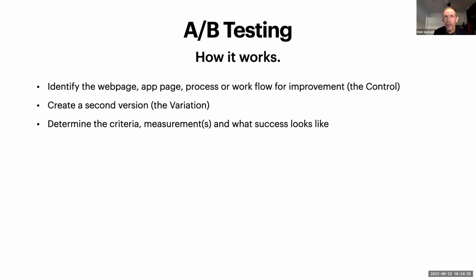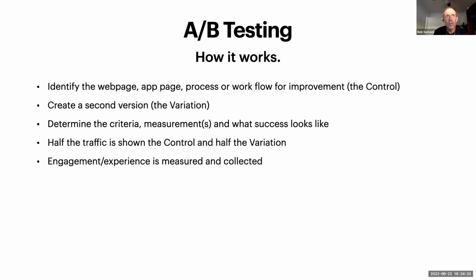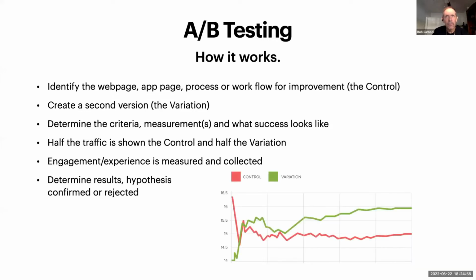So we determine the criteria, the measurements, and what success looks like, as I said. Half the traffic is shown the control, half the traffic is shown the variation. Engagement and experience is measured and collected. As visitors are served either the control or the variation, their engagement with each experience is measured and collected in the dashboard and analyzed through a statistical engine. Then we can determine whether changing the experience had a positive, negative, or neutral effect on visitor behavior. So this is the control.